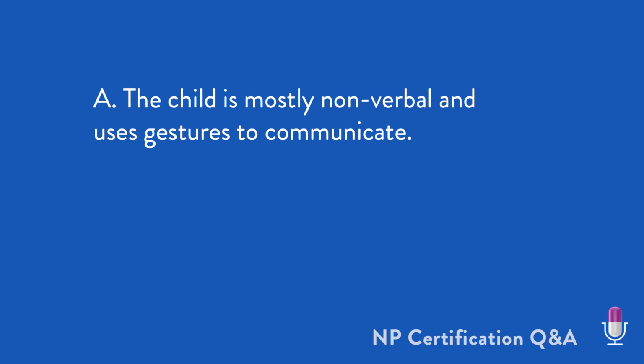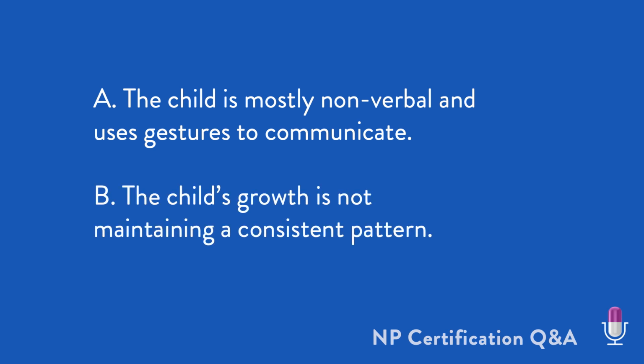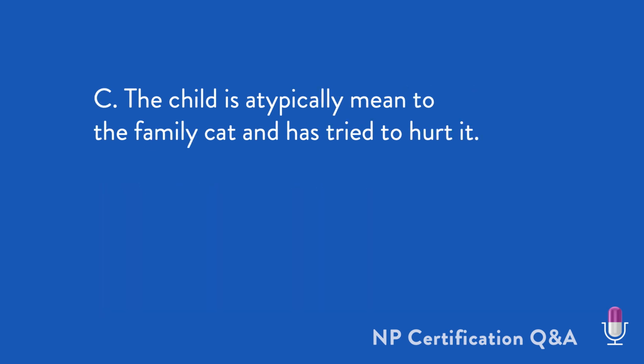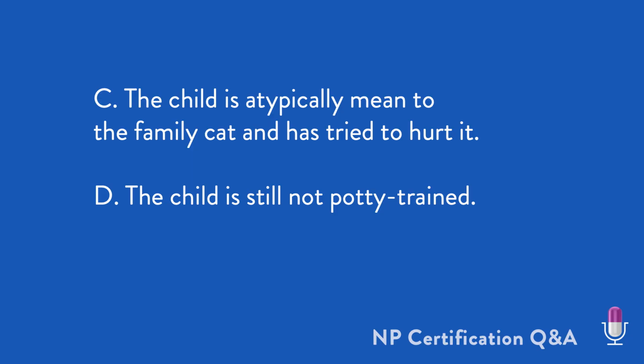A says the child is mostly nonverbal and uses gestures to communicate. B, the child's growth is not maintaining a consistent pattern. C, the child is atypically mean to the family cat and has tried to hurt it. Or D, the child is still not potty trained. So if you don't know what the MCHAT R is, I don't know that any of that will help you or not. So it's a good thing that we are here doing this review.